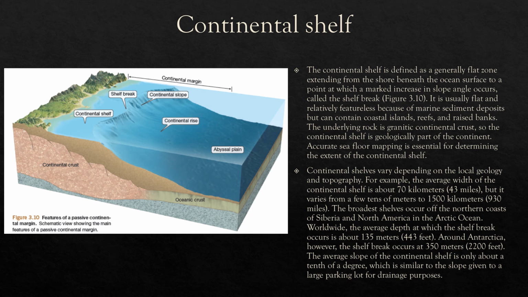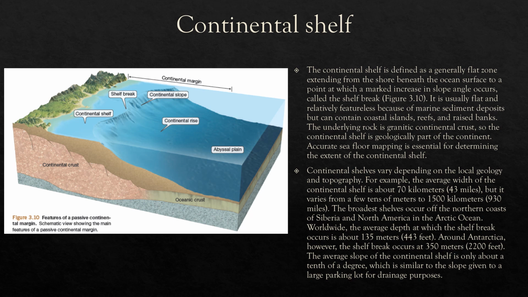Now moving to the next slide. Let's discuss the continental shelf. Before going into the text, the continental shelf is basically a flat zone. You can see in the figure the features of a passive continental margin. This is a passive continental margin because there is no trench here. So we have continental crust, which then changes into the ocean crust, and then there is water on top. So the continental shelf is the flat portion of the continental margin.